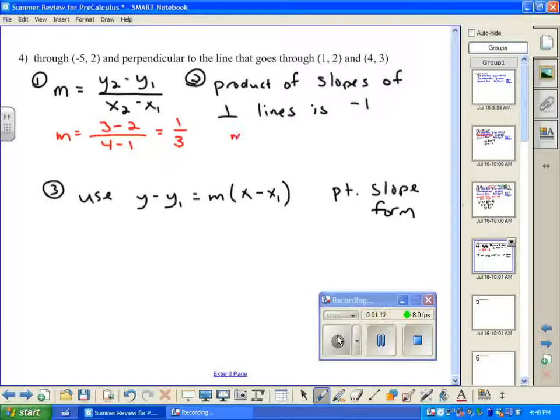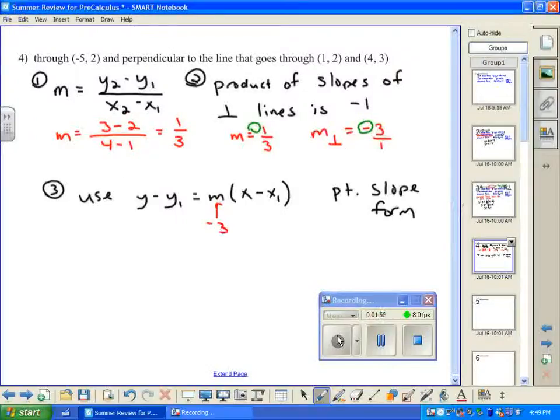Then, since the slope of the given line is 1/3, the slope of the line perpendicular to our given line, and I have m with an upside down capital T here to stand for perpendicular, is going to be -3. In order for the product of the slopes to be -1, the numbers must be opposite signs. So here we have one positive and one negative number, and the numbers must be reciprocals, 1/3 and 3 over 1. So the slope of the line is -3.